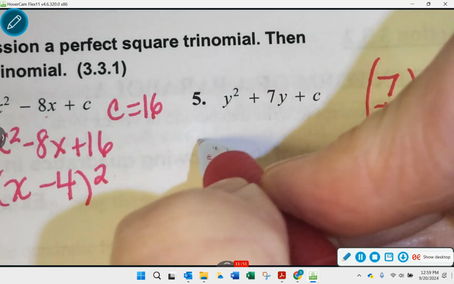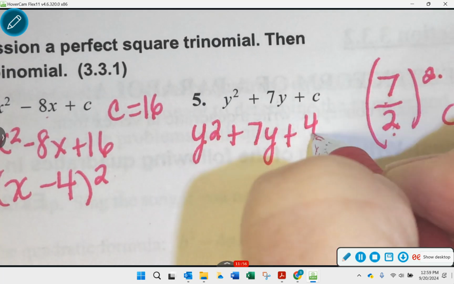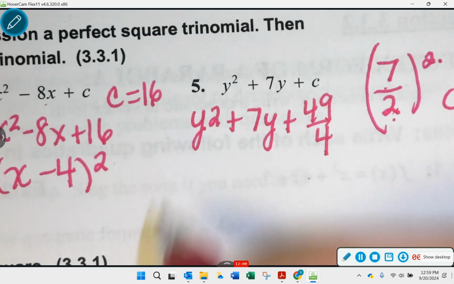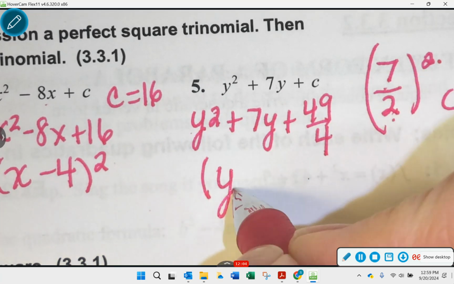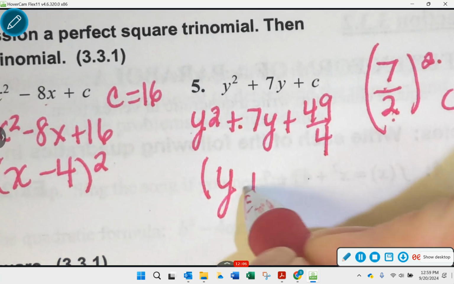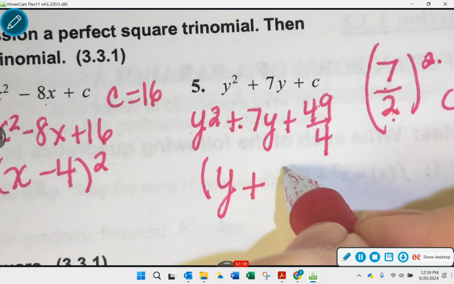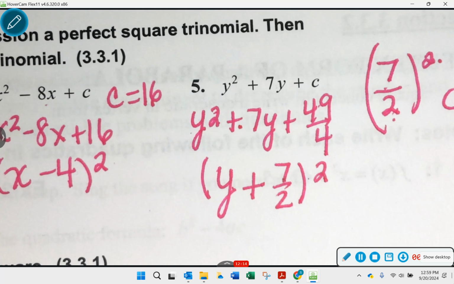49 over 4. So this is now y squared plus 7y plus 49 over 4. And now we can just use our pattern. We do the variable, the first sign, and then what's the square root of this? We just did it. What was it? 7 over 2, quantity squared. So it's no big deal.